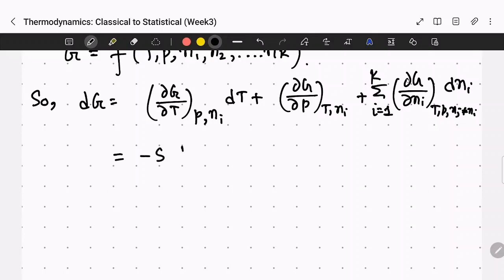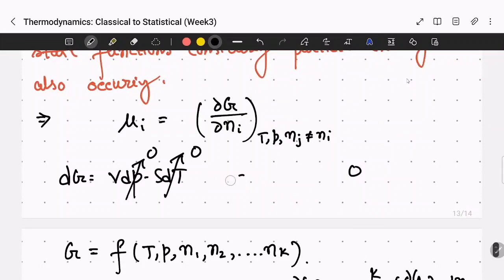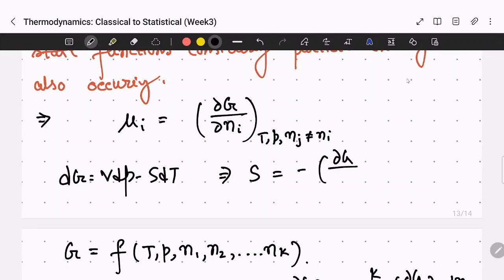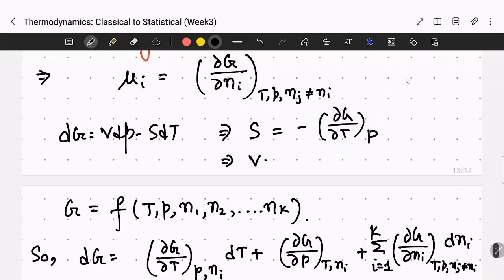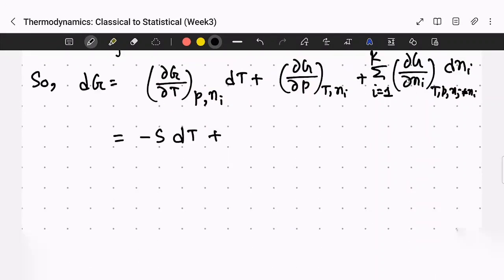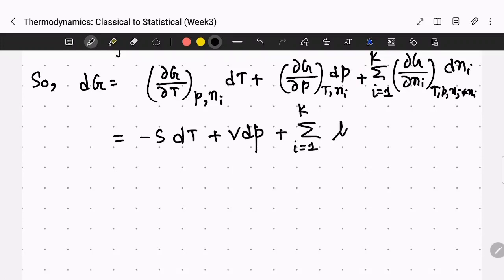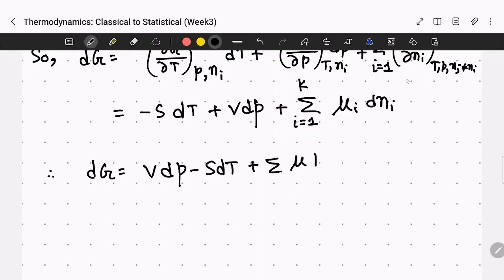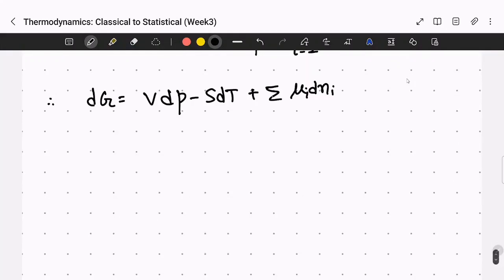This is minus S dT. This was known, right? Hence S is minus (del G/del T) at constant P, and V is (del G/del P) at constant T. So this is minus S dT plus V dP plus the sum over i from 1 to k of mu_i dn_i. So hence we can write dG equals V dP minus S dT, which was there, but now we have to add the sum over i of mu_i dn_i. This is for dG. We also have to calculate for the others.